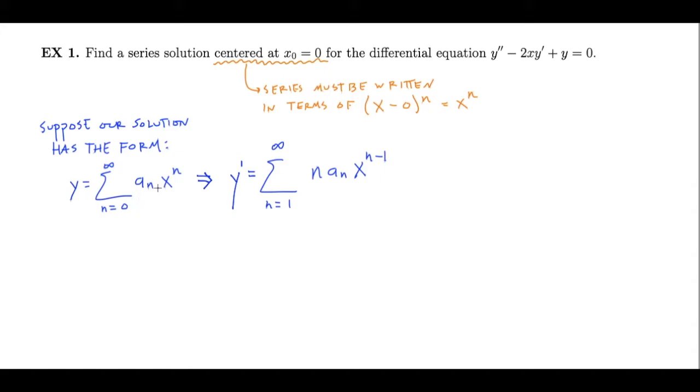If you were to write out the first several terms of this sequence, we know that the n equals 0 term is simply a constant. When I differentiate, that constant term goes to 0. So the first term in this sequence will correspond to n equal to 1. I can repeat that general process and take the derivative of y prime, and I'll get a series representation of y double prime that looks something like this.